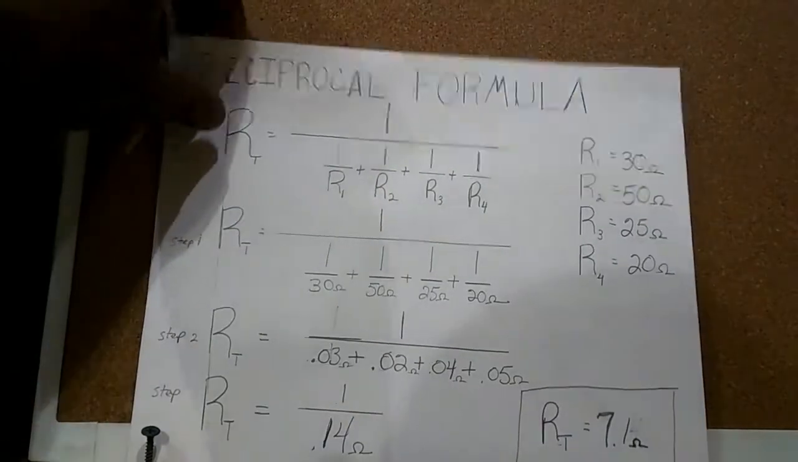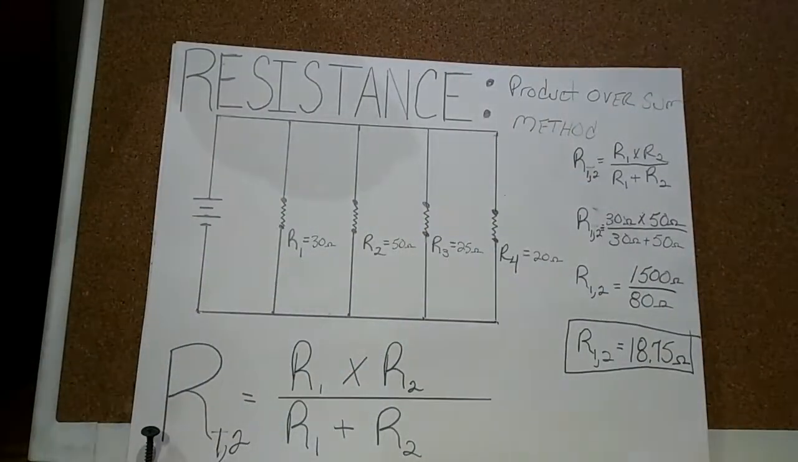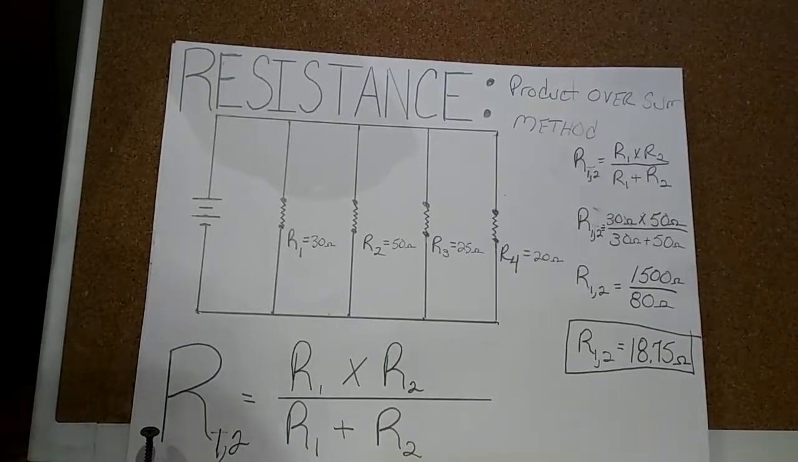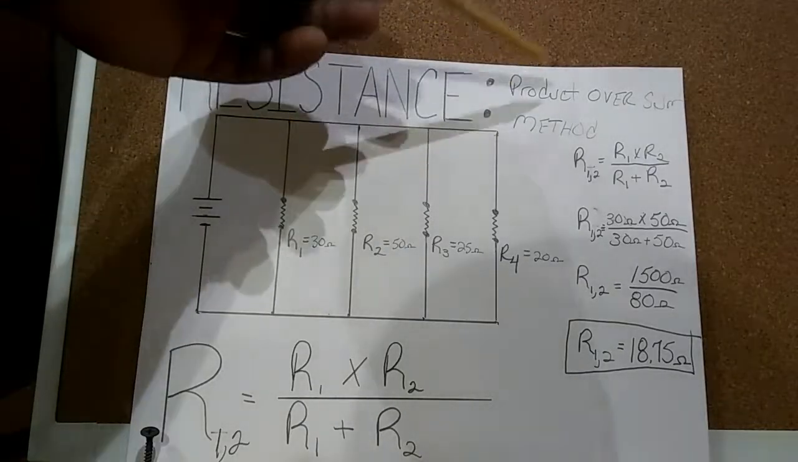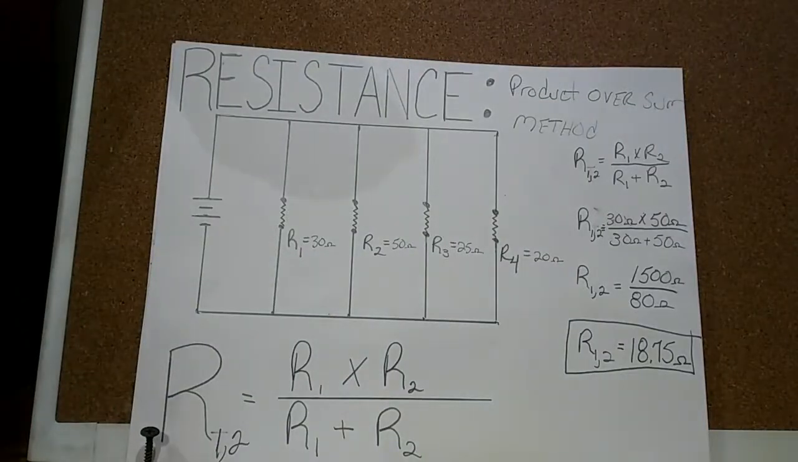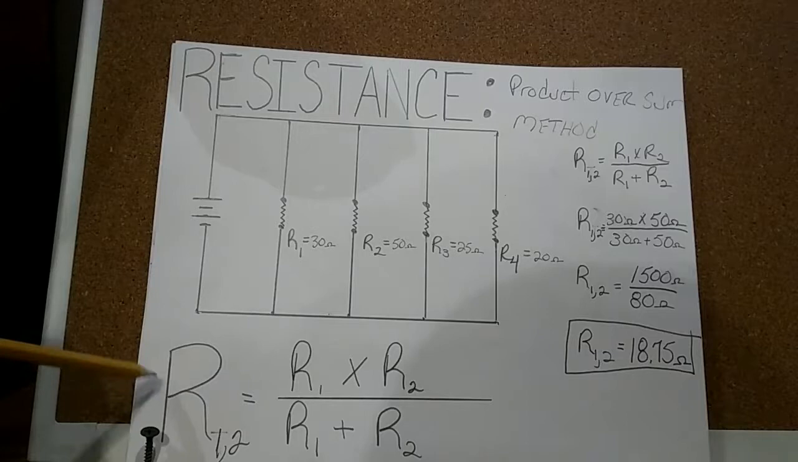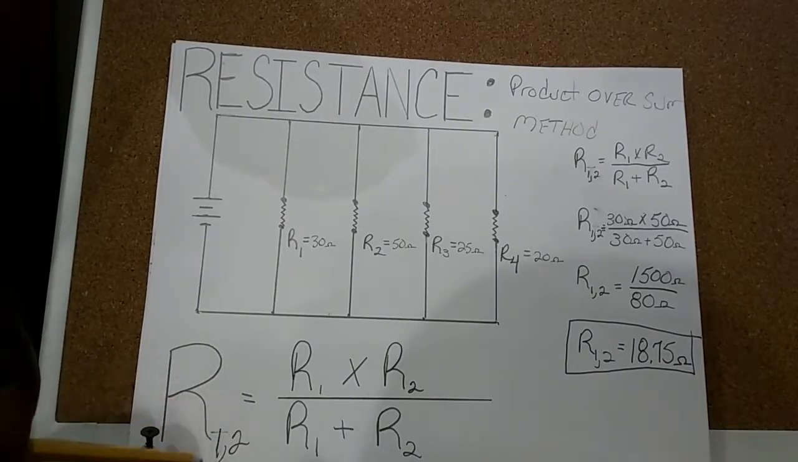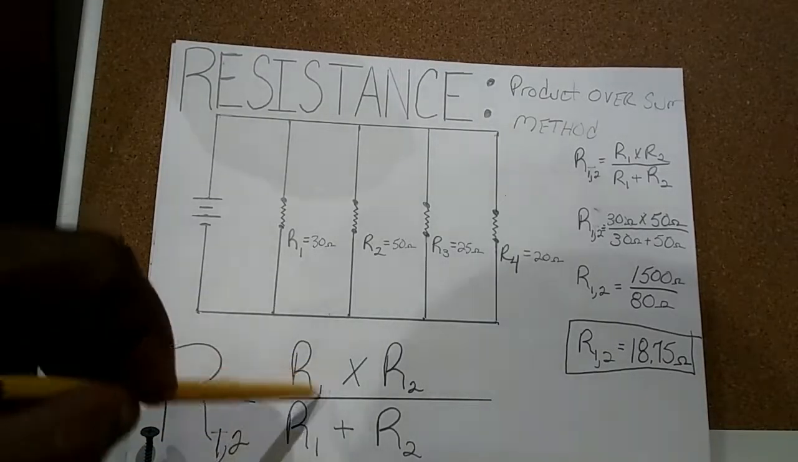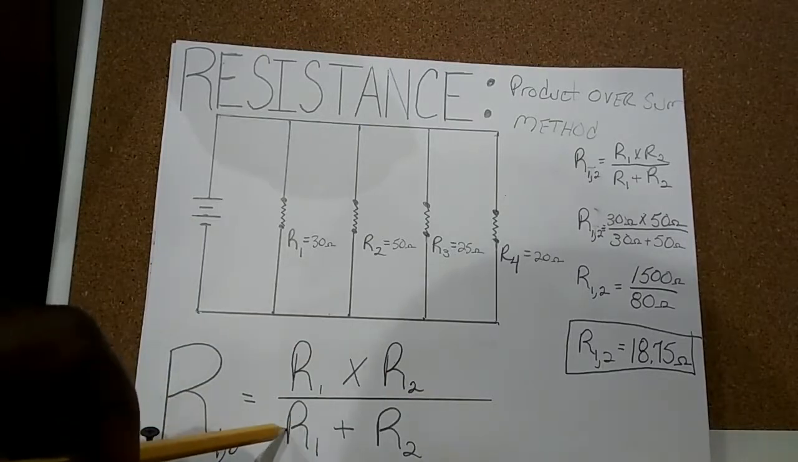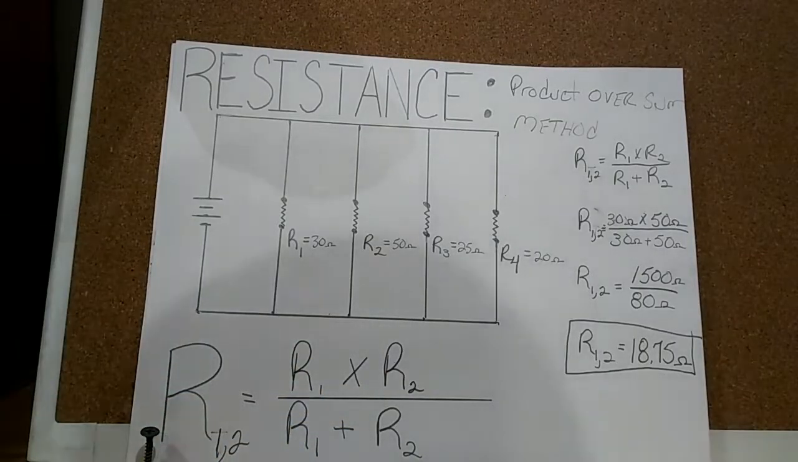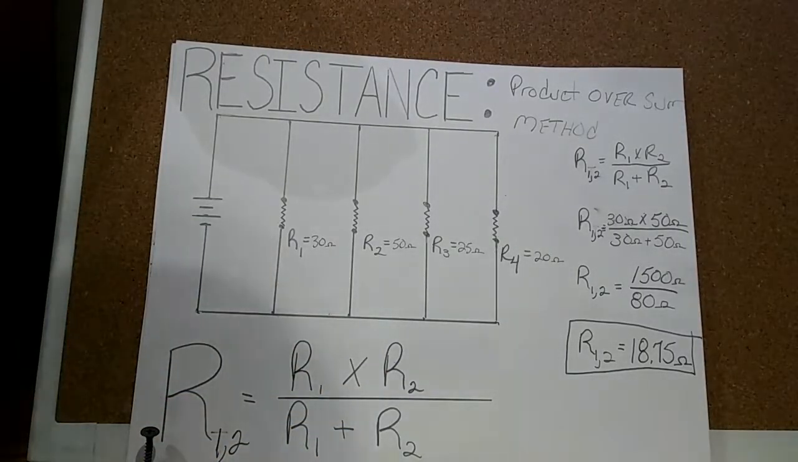Okay. Now, the last method, which I feel is the easiest to understand. Between the reciprocal formula and the product sum formula, I think the product sum formula, or the product sum method, is probably the easiest formula to learn. Okay, and it states that the total resistance is equal to R sub 1 times R sub 2 over R sub 1 plus R sub 2. And you just simply plug in the numbers.